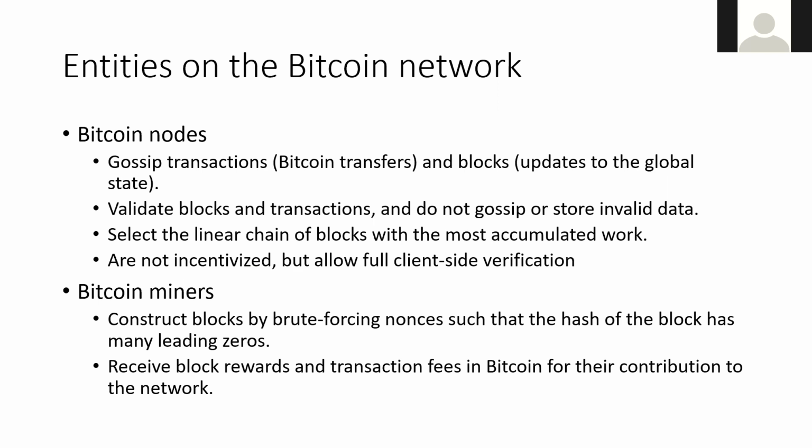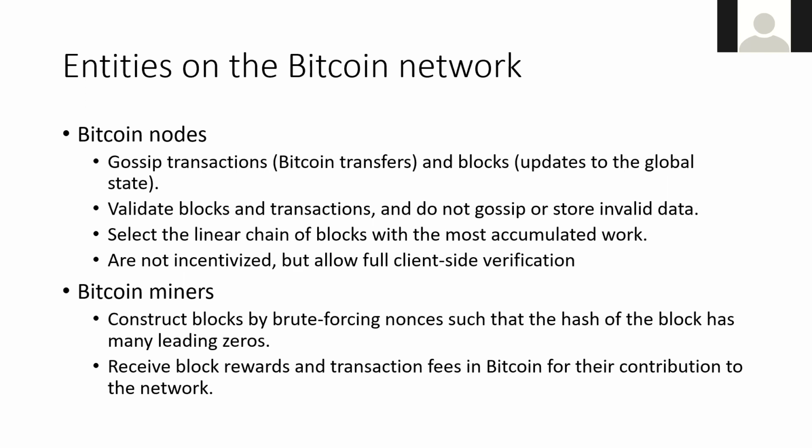Miners run some extra software to mine blocks. So miners are generally also nodes as well. It would be a little bit insane to mine blocks without knowing the actual state of the Bitcoin blockchain. So as I mentioned, Bitcoin nodes, they gossip transactions, they validate blocks, and they don't gossip things that are invalid. So if you have a valid piece of data, it'll generally be propagated to the entire network over a short period of time, usually less than a minute.